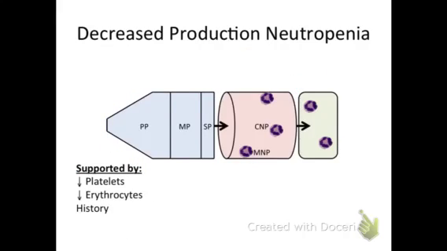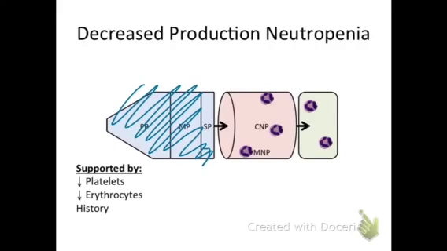Decreased production neutropenia is a primary bone marrow disease in which neutrophil production is abnormal or absent within the bone marrow. Occasionally, just neutrophils are affected, but more commonly, production of all cell lineages are also affected, and this results in concurrent thrombocytopenia with or without a non-regenerative anemia.